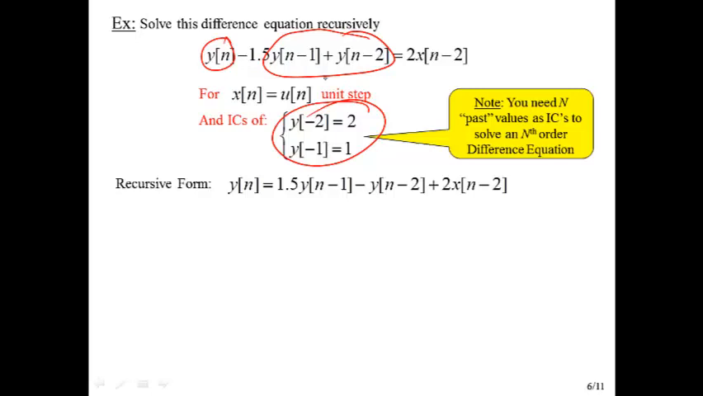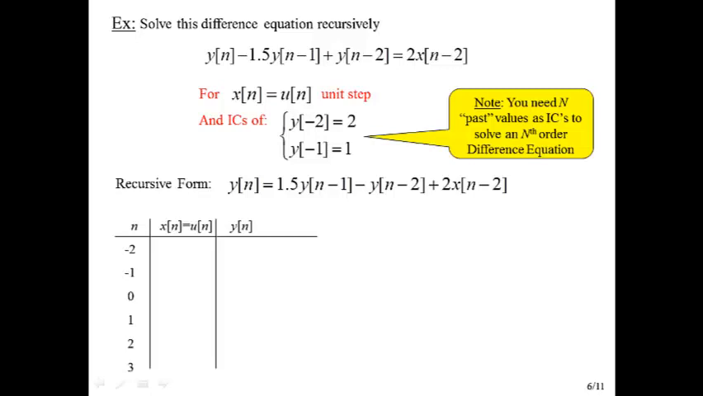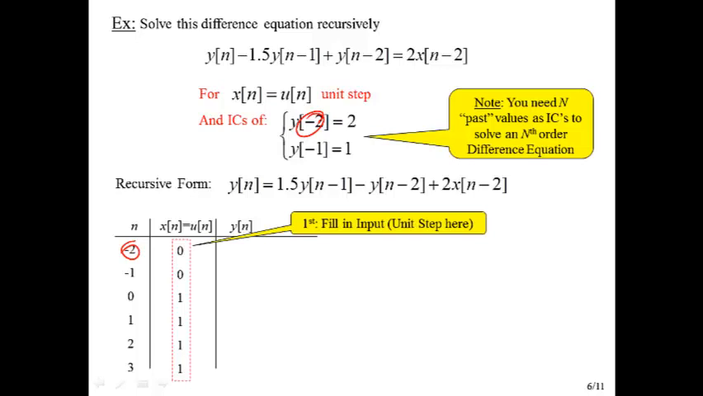So there we have written this in its recursive form, and now we create a little table. Since our first initial condition starts at minus 2, we start our table at minus 2, and now we just start populating this. We've been told what the input is, so we don't have to sit around and wait for the input to happen. We just know that at time equal to 0 we start getting 1s, and prior to that we had 0s. So that's the idea there. And then we fill in our initial conditions.